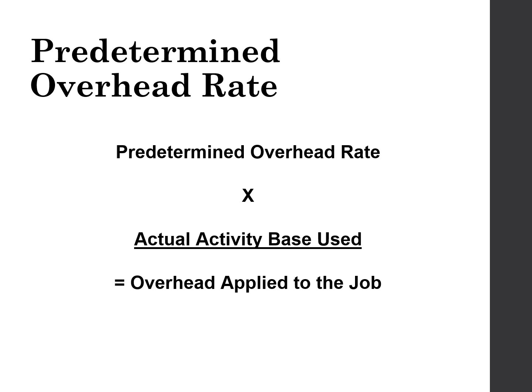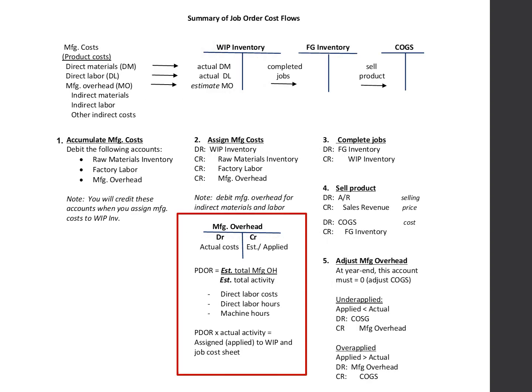Manufacturing overhead costs are assigned to jobs and work in process inventory by multiplying the predetermined overhead rate by the actual activity base used. The calculations for manufacturing overhead are also noted on this document.